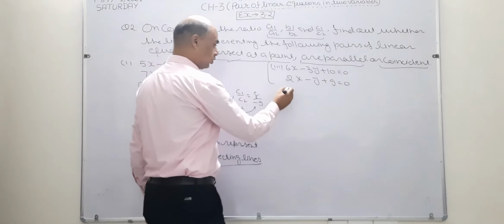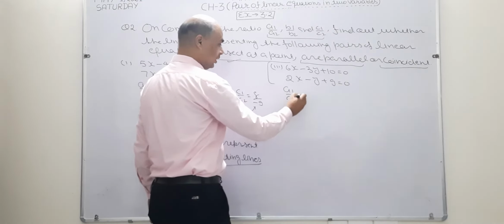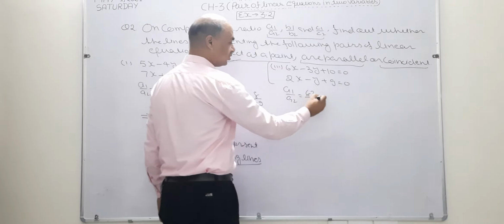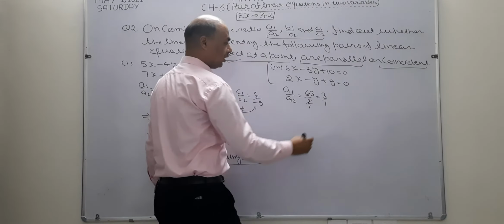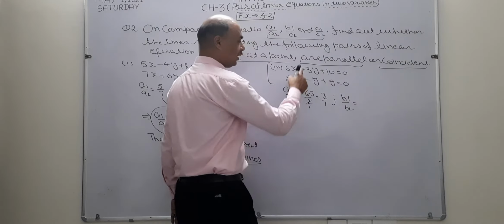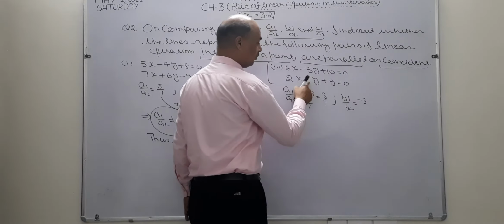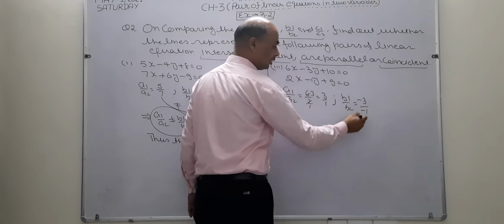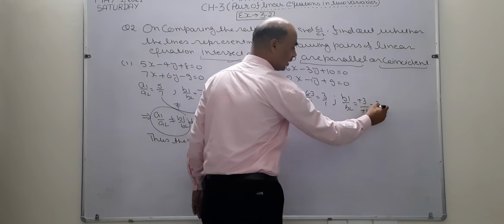Now I am going to compare its A1 by A2. What is A1 by A2? 6 by 2 means 2 1s are 2, 2 3s are 6. This becomes 3 by 1. Now I am going to find its B1 by B2. What is the value of B1 by B2 here? Minus 3 upon minus 1. When I leave y, what is left? Minus 1. I write here minus 1. This one is cancelled. Now this becomes 3 by 1.